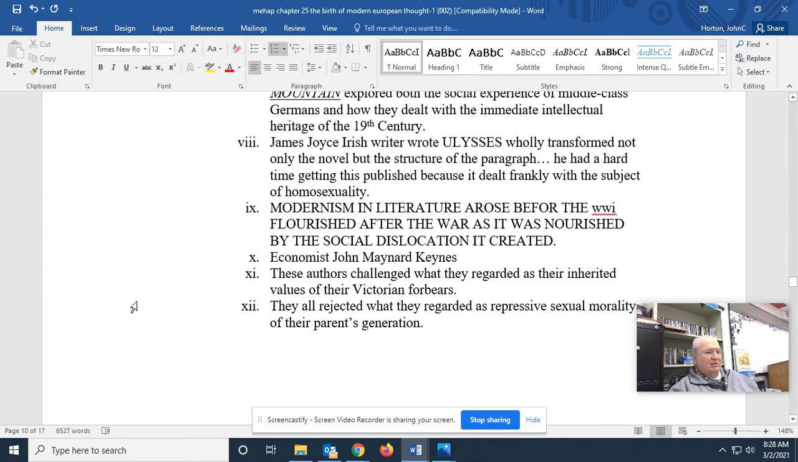James Joyce, who was an Irish writer, wrote Ulysses, which wholly transformed not only the novel but the structure of the paragraph. He had a hard time getting published because in the latter part of the 19th century, he writes very frankly about homosexuality, which, yeah, latter part of the 19th century, that wasn't done.